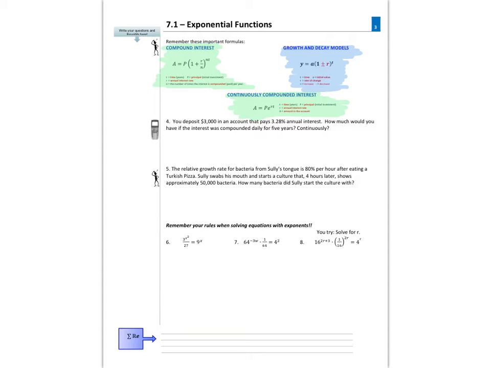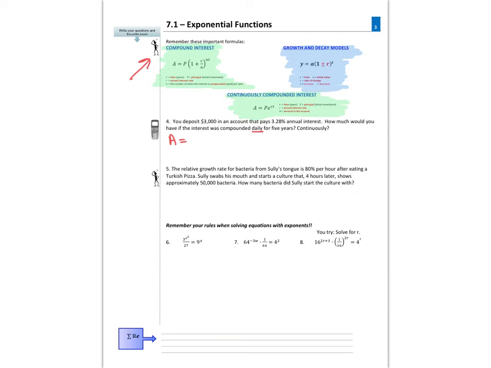So on example 4, you deposit $3,000 in an account that pays 3.28% annual interest. How much would you have if the interest was compounded daily for 5 years? And then again, continuously. So we're going to do it twice. We're going to do the first question. If we're compounding daily, so that means I've got to use this one.